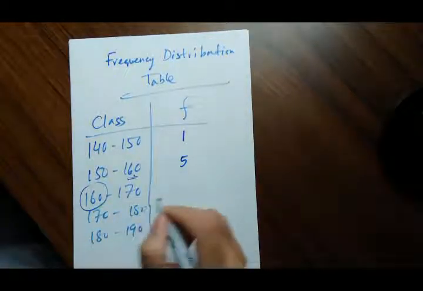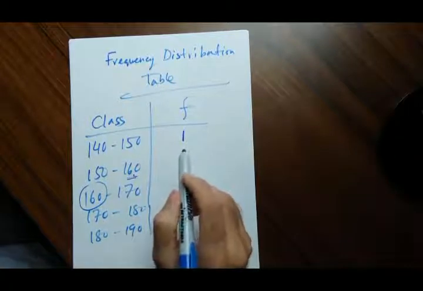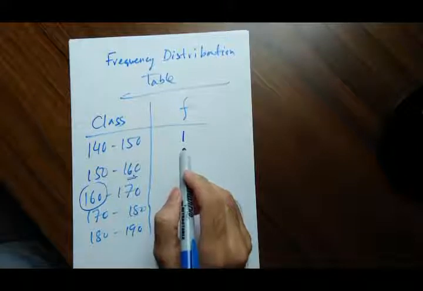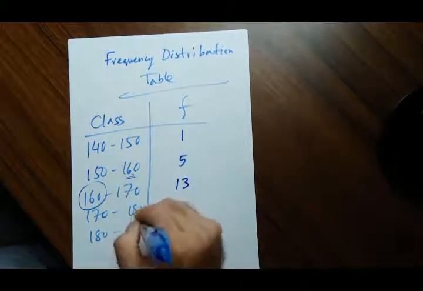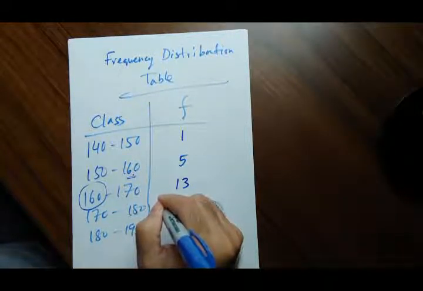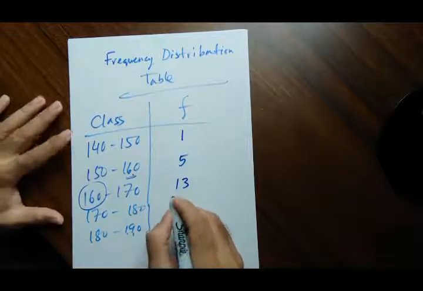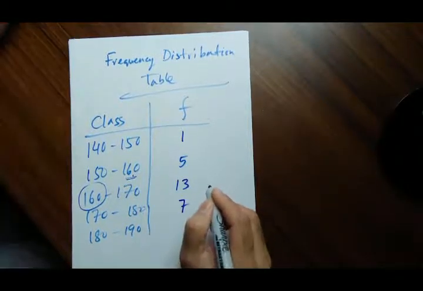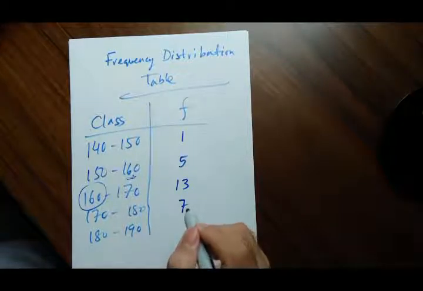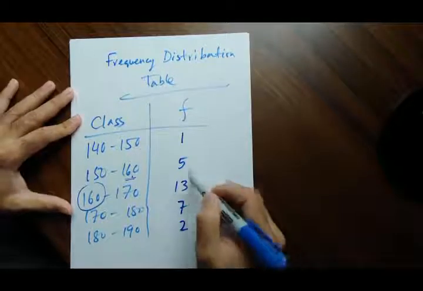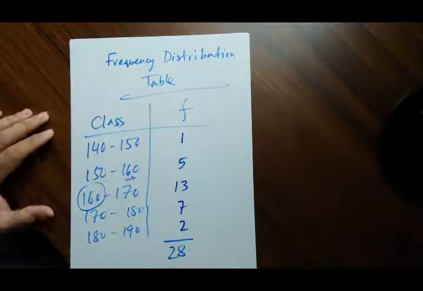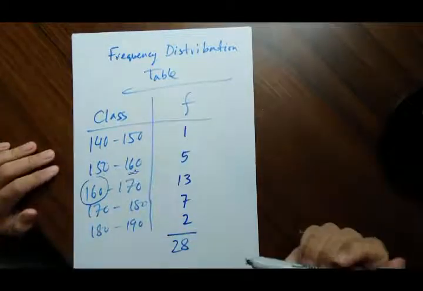So the next group, 160 to 170, I am counting 1, 2, 3, 4, 5, 6, 7, 8, 9, 10, 11, 12, 13. I think 13 of them in there. 170 to 180, I'm counting 1, 2, 3, 4, 5, 6, 7 of them in there. And for the last one, 180 to 190, I have 2. So total 28. So I should have 28 data points. So that would be what we call a frequency distribution table.